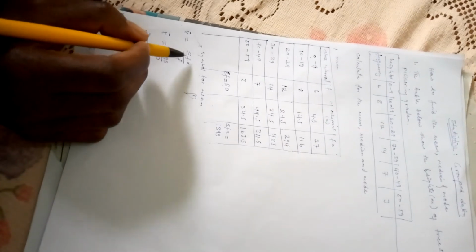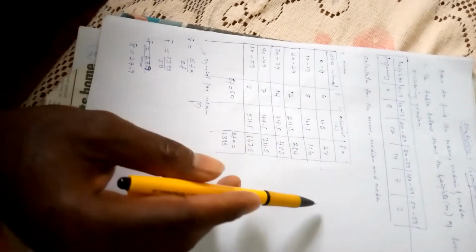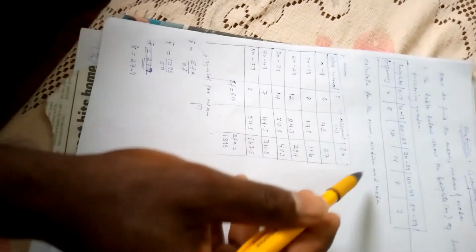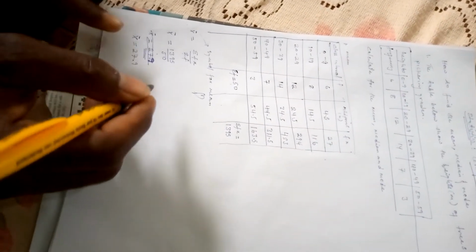But here we have the summation of fx. fx is a column, meaning the summation of the product of f times x, and that is 1395. And the sigma f means the sum of the frequencies. So the sum of the frequency gives us 50, and now when we divide this, punching in our calculator, we will have 27.9, and this is how you calculate the mean.